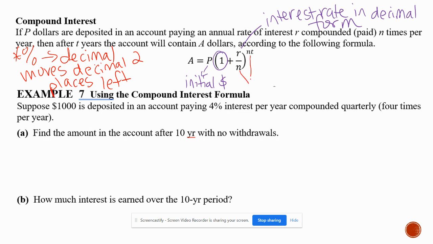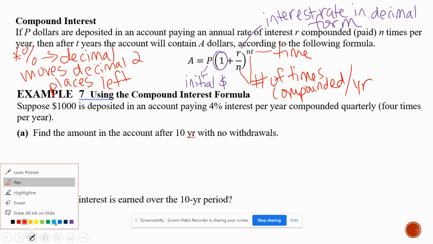N. We have N twice. It's going to be the exact same value for both. And this is the number of times compounded per year. And T is time. Number of times compounded per year means how many times somebody's going to sit down with your balance that you have right now and use this formula to calculate how much you've earned in interest and how much is now in your account.